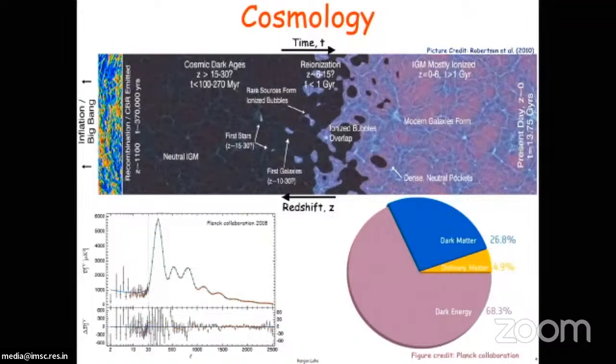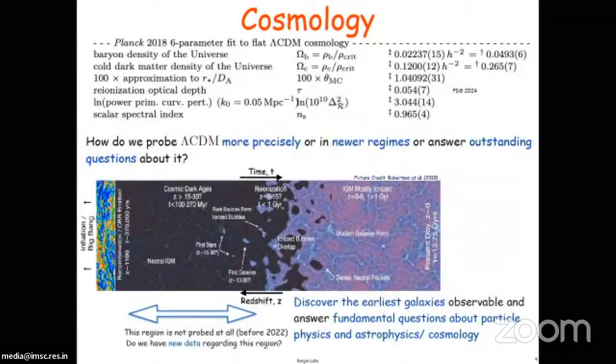This is a plot of the CMB power spectrum. All of you have seen this, and this is the cosmic pie chart. Dark matter makes up 27%, ordinary matter 5%, and dark energy 68%. It turns out these numbers we know extremely well, to less than 1% accuracy.